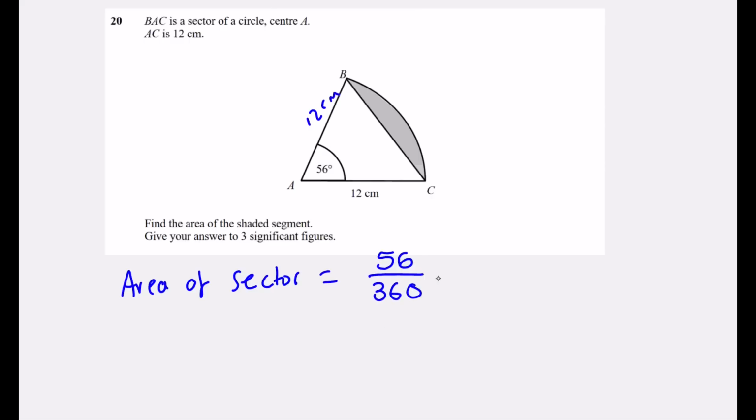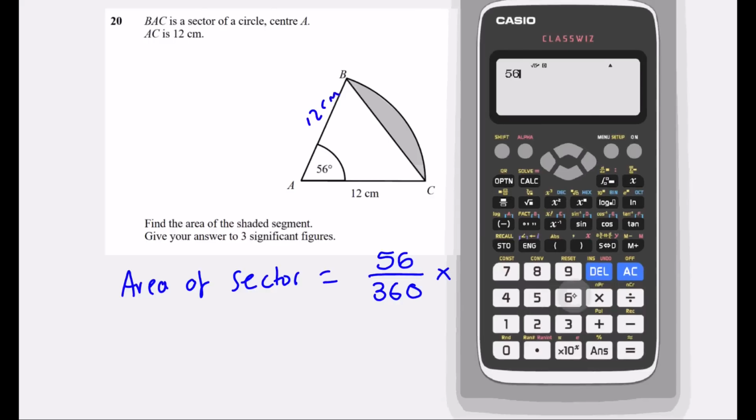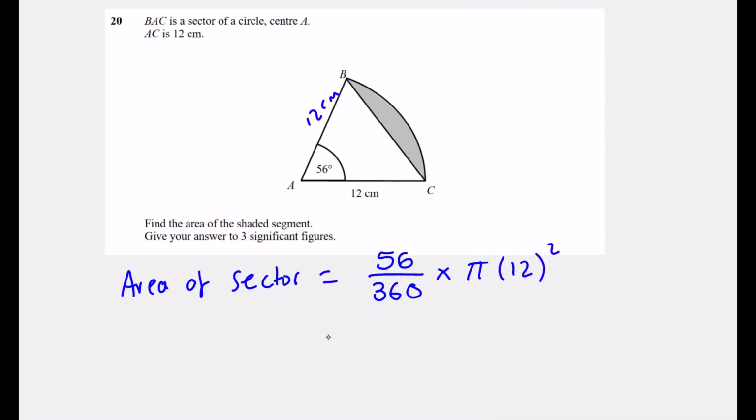So that's our fraction, and we've got that fraction of the entire circle, which is pi r squared. So the area of the sector is the area of the whole circle times the fraction we have. 56 over 360 times pi times the radius squared. And I've got 70.37. I'll save that in the calculator. Centimetres squared. Now I need the area of the triangle.